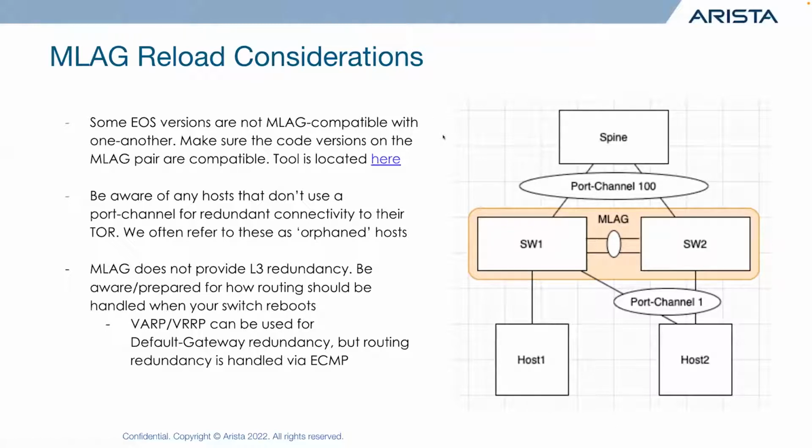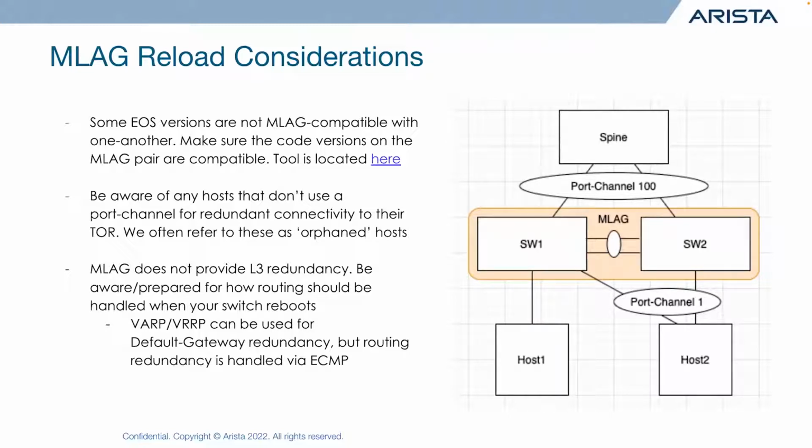Aside from our EOS versions, we also need to bear in mind that maybe not all of our hosts or connections use a multi-chassis lag. So host 2 in the bottom right does, but host 1 doesn't. So there's nothing that we can do that's going to prevent host 1 from losing connectivity if switch 1 gets rebooted, right? And that's fine. We just have to be aware of those expectations before moving into a maintenance window.